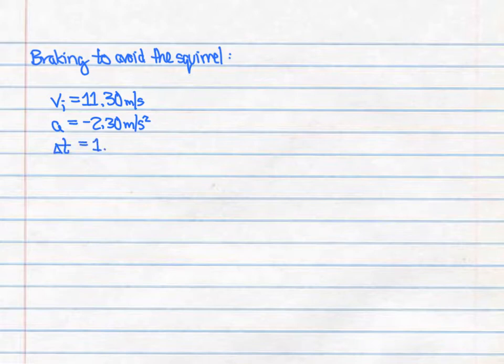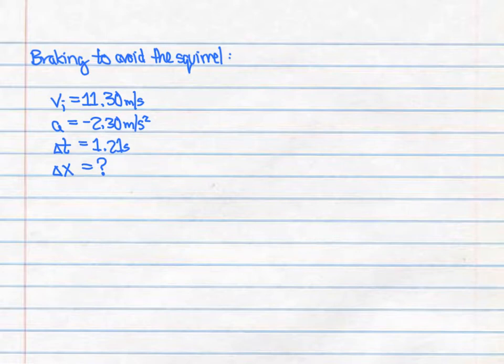Okay, so let's first work on the braking to avoid the squirrel part of the problem. Here we know you start at an initial velocity of 11.3 meters per second. You're then going to have an acceleration rate of negative 2.3 meters per second squared, meaning you're going to lose 2.3 meters per second of speed every second. You're going to do that for a time of 1.21 seconds. And we want to determine how far your car traveled during that braking time to avoid the squirrel.